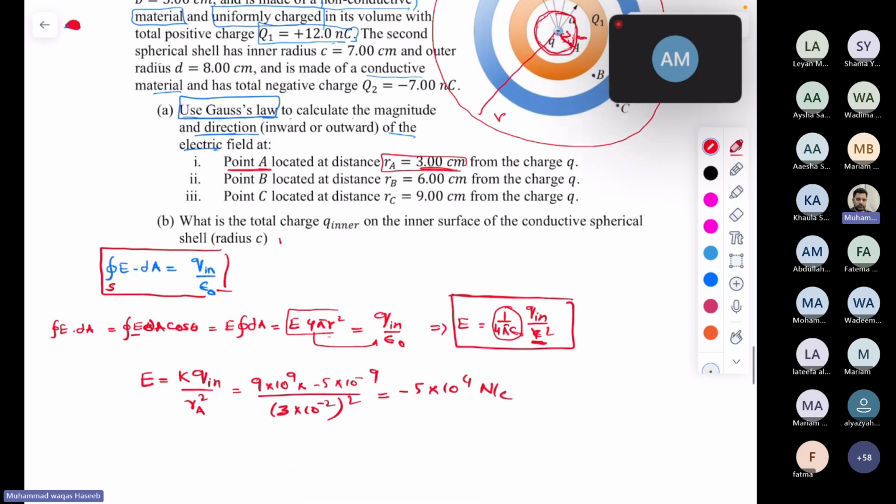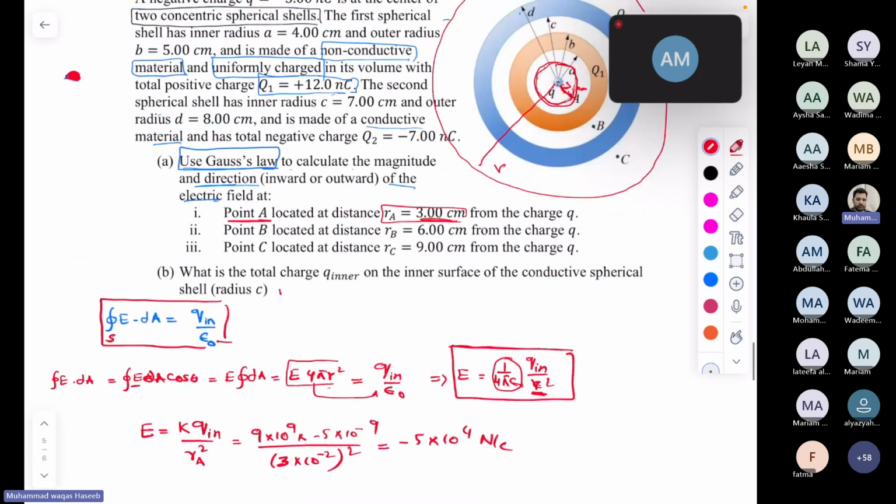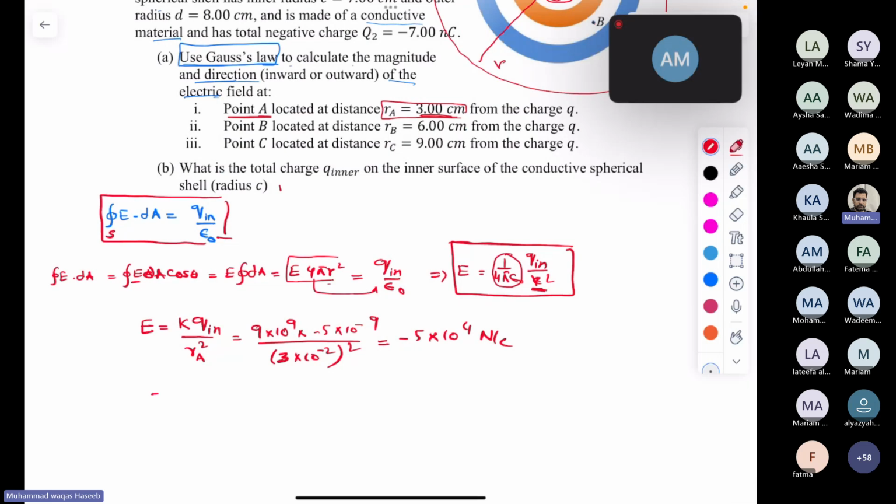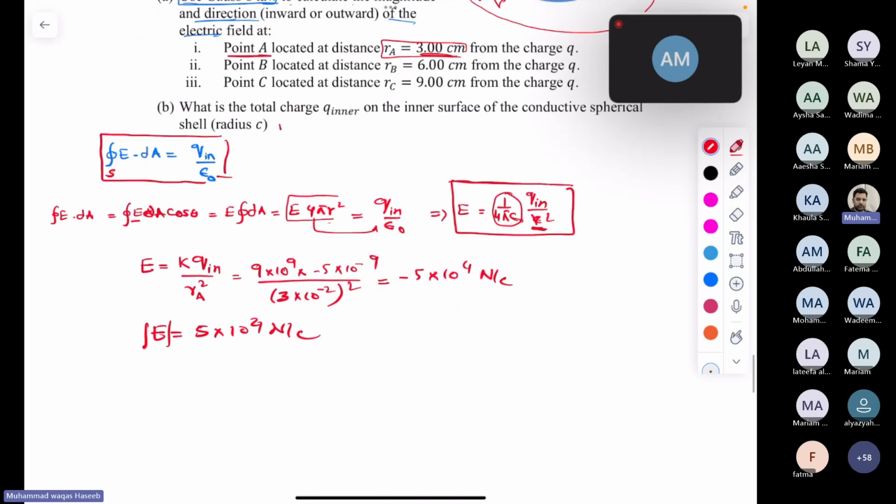If you see, this is a negative charge, so the electric field should be inward. The magnitude of E is 5 into 10 to the power 4 Newton per coulomb, and the direction is inward.